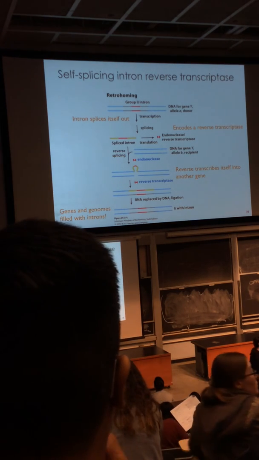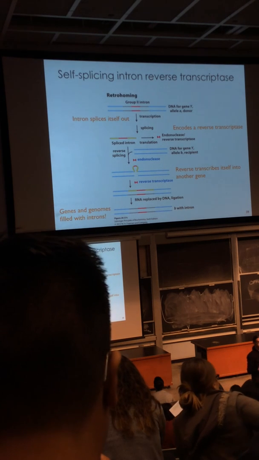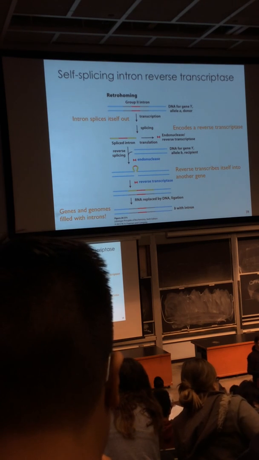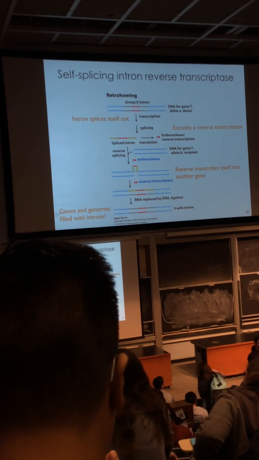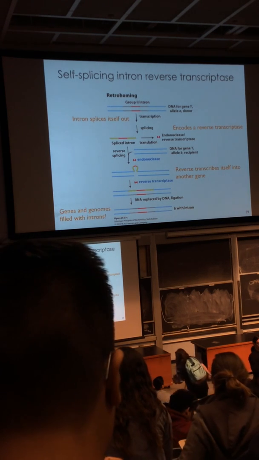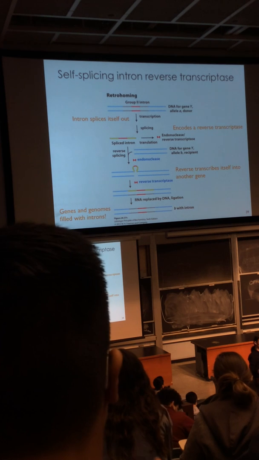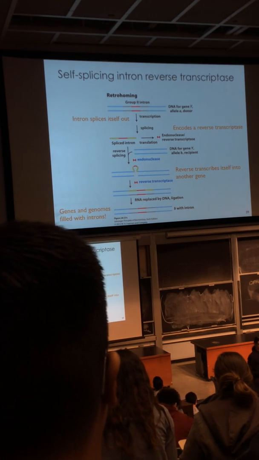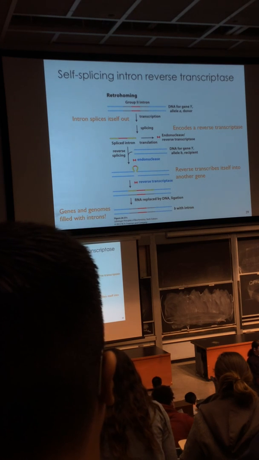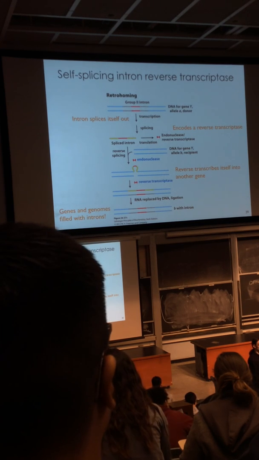And in fact, this is a speculation of how the prevalence of introns in cellular genes could have arisen: that these introns are selfish elements that can copy themselves and insert themselves into new genes without disrupting the ordinary function of that gene. So that's what I wanted to talk about today.